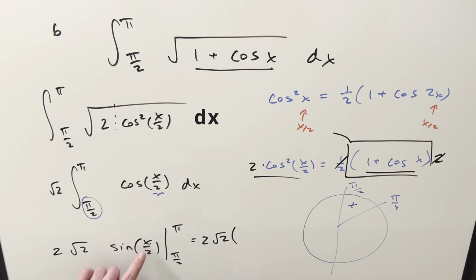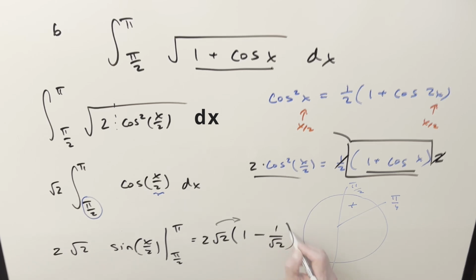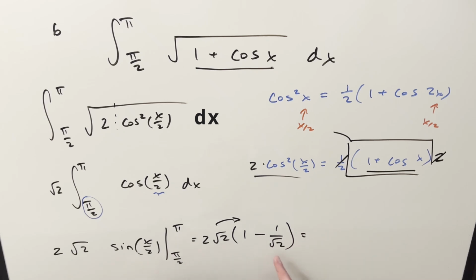We're going to have sine pi over 2. That's going to be just a 1. Minus, when you plug pi over 2 here, you're going to have sine pi over 4. That's going to be 1 over square root of 2. When we distribute that in, the square root of 2's are going to cancel on this second part. And so for my final solution, we just get 2 square root of 2 minus 2, and that's it.